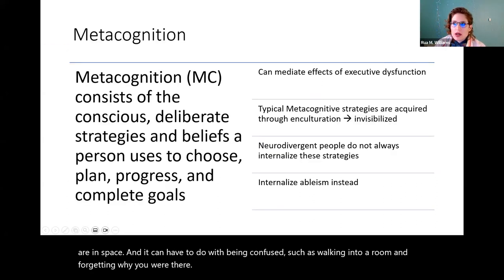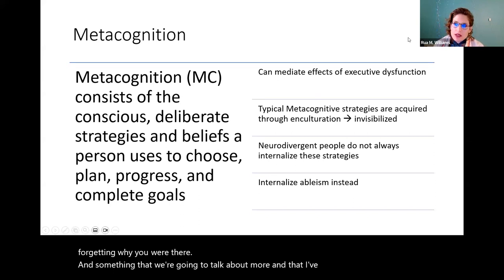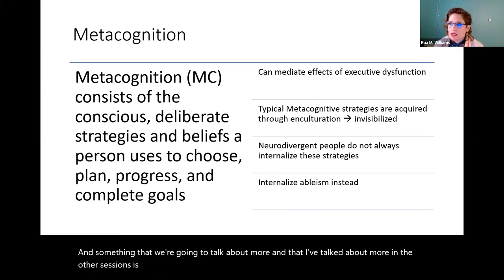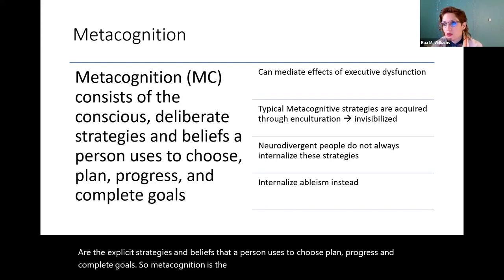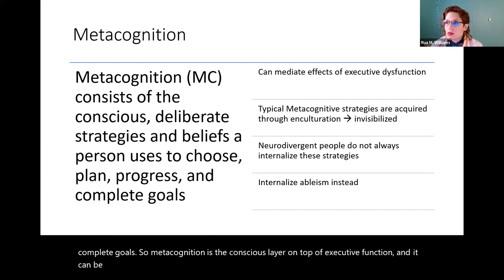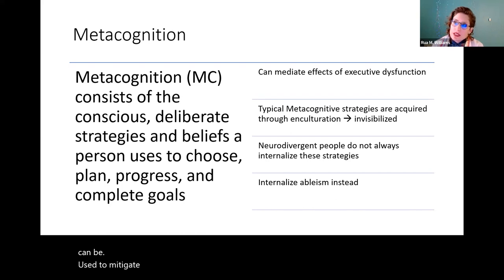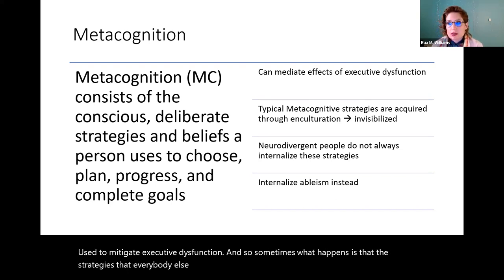And something that we're going to talk about more, and that I've talked about more in the other sessions, is that metacognition are the explicit strategies and beliefs that a person uses to choose, plan, progress, and complete goals. So metacognition is the conscious layer on top of executive function, and it can be used to mitigate executive dysfunction. And so sometimes what happens is that the strategies that everybody else is using aren't working for you because your brain is not the same.